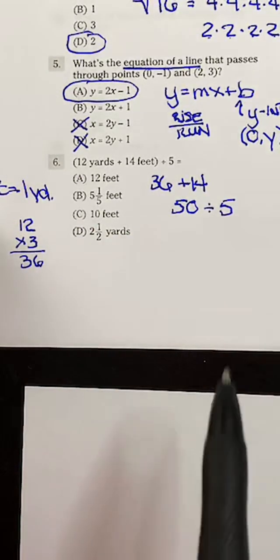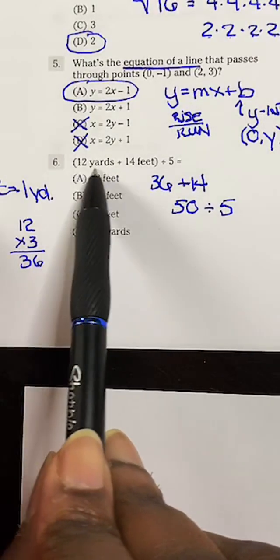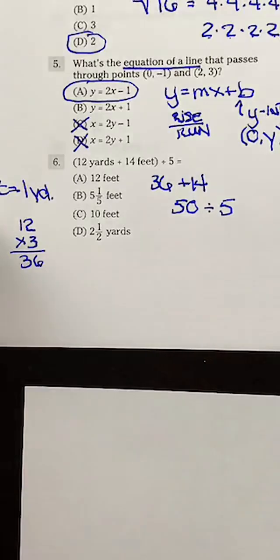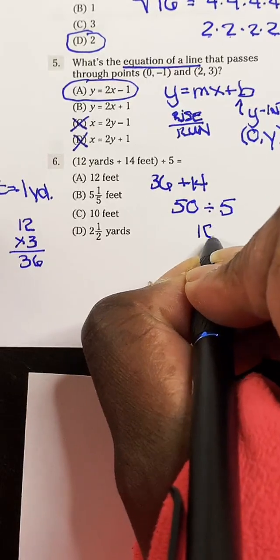Okay, you're probably saying, well, Audrey, aren't we supposed to be doing multiplication before division? Yes, but here's the thing. We got to do what's inside the parenthesis first. Okay, P, E, PEMDAS. Okay, so 50 divided by 5, that will give us our 10.